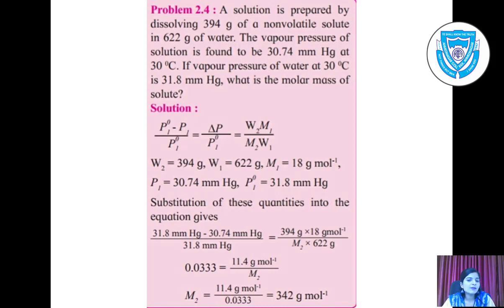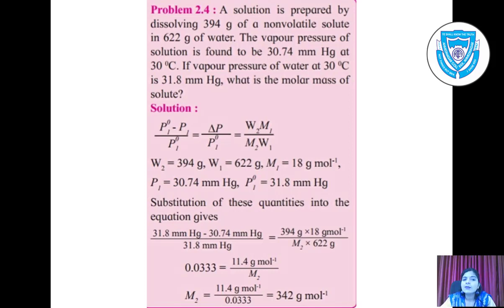Now, first we have to see what is given. A solution is prepared by dissolving 394 gram of non-volatile solute, so that is W₂, which is 394 gram. W₁ is 622 gram of water. So the weight of solute is given, the weight of solvent is also given, and the molar mass of water you already know, H₂O, so therefore 18 gram per mole.